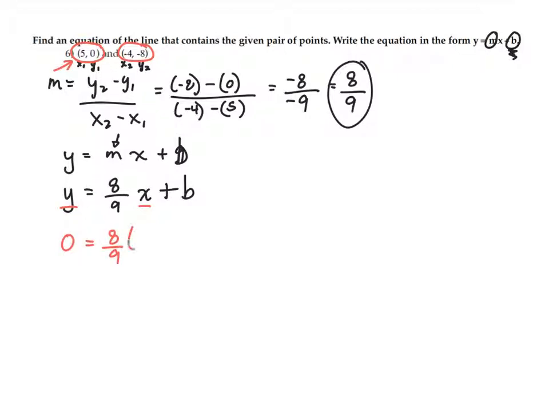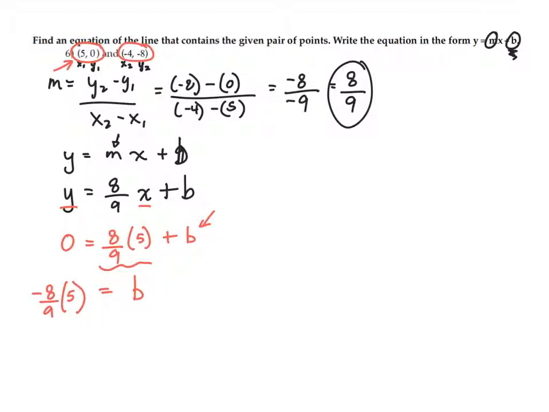The x value is a 5 plus b. Now I need to solve for b. So I'm going to take this stuff here and move it to the left side. So it'll be a negative 8/9 times 5 is equal to a positive b.